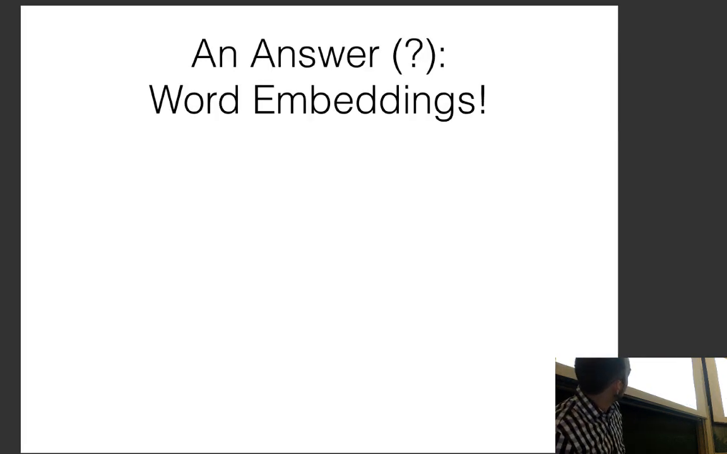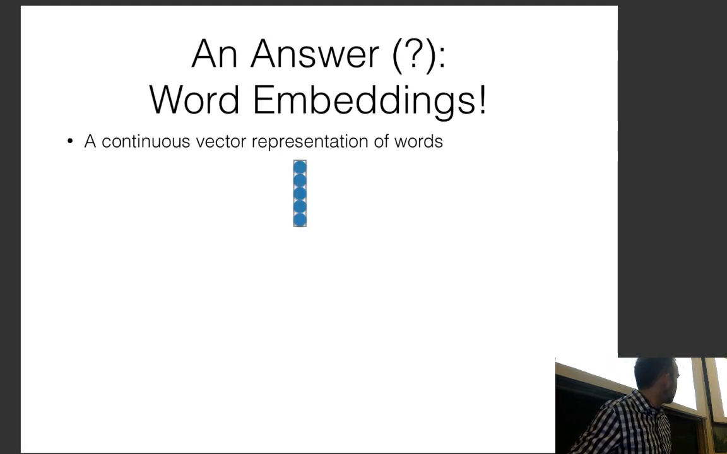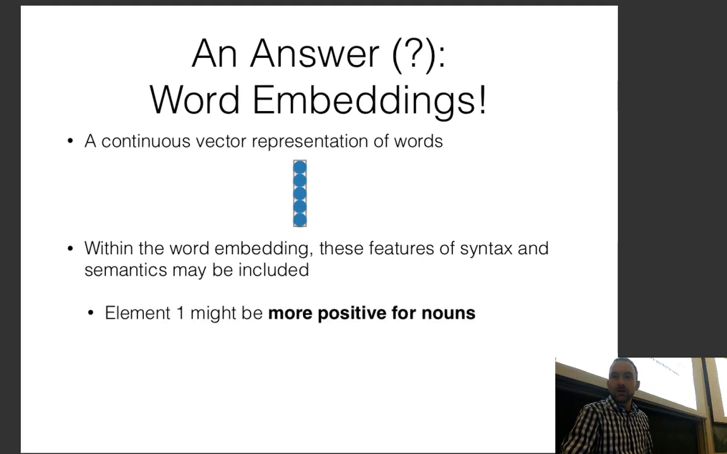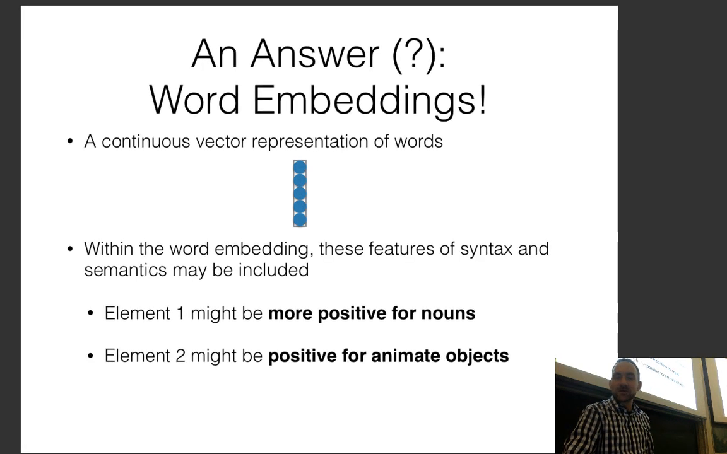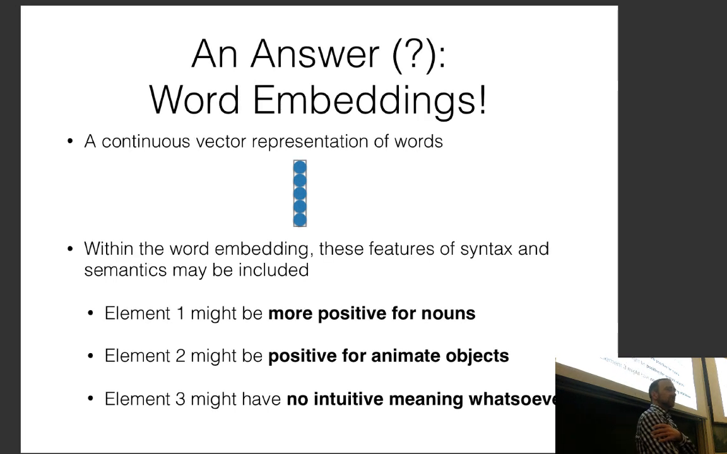And an answer to that is word embeddings, which you read about. They're continuous vector representations of words. And within the word embedding, these features of syntax and semantics may be included. So for example, element 1 might be more positive for nouns. Element 2 might be positive for animate objects, and element 3 might have no intuitive meaning whatsoever. You don't know. So one important thing to remember is that these word embeddings encode all kinds of things. They don't just encode semantics.